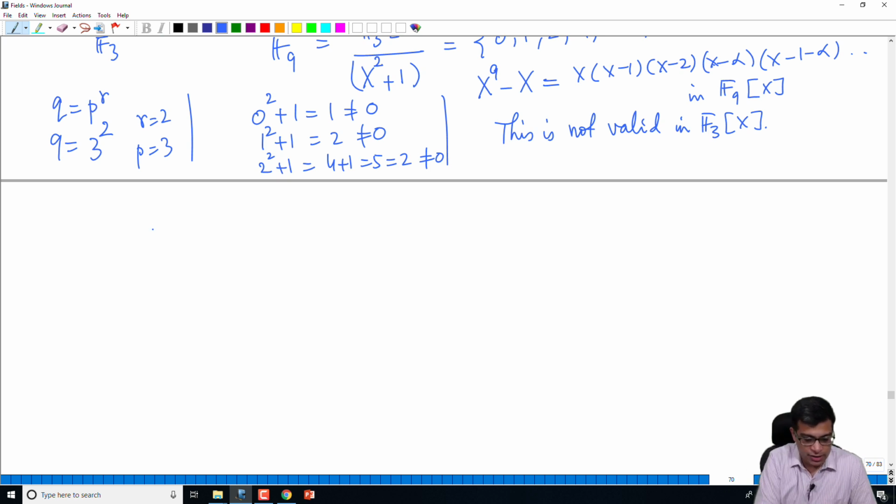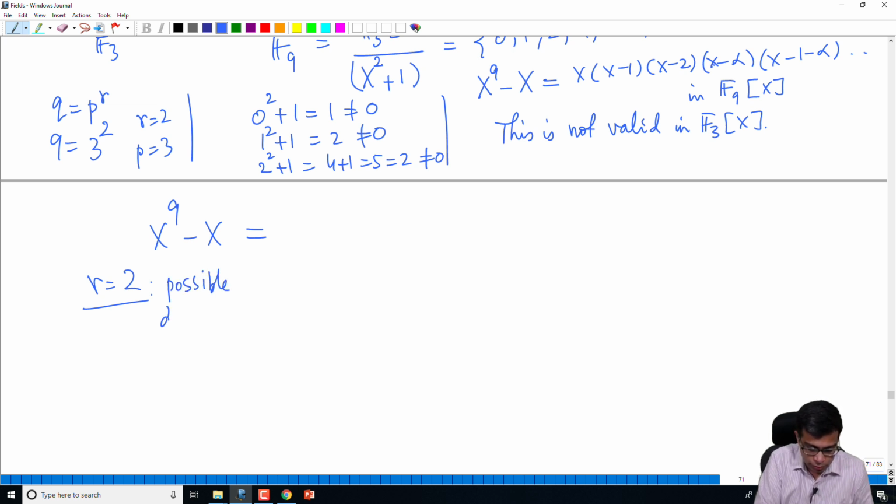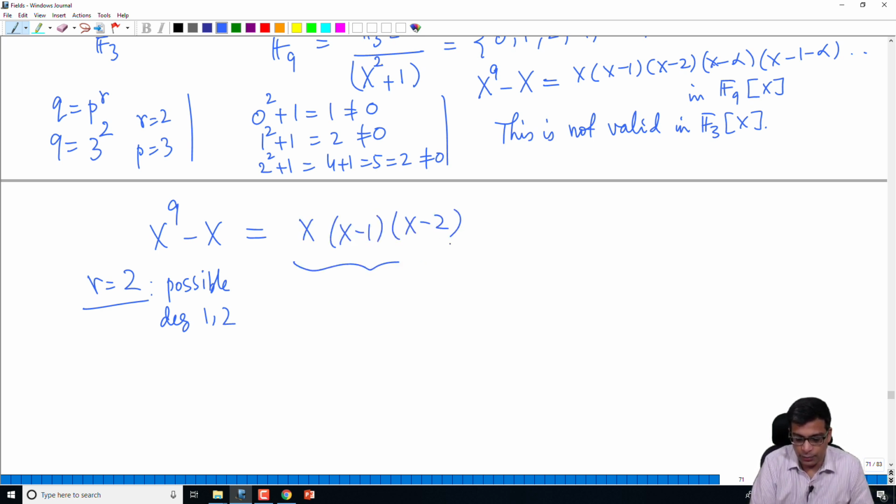Okay, so what is the correct factorization? Here remember, the irreducible factors must have degrees dividing r, which is 2. So here possible degrees are 1 and 2. So we have x, x minus 1, x minus 2. These are linear factors coming from F3 itself, and the remaining things are all degree 2. One of them is the one we started with.